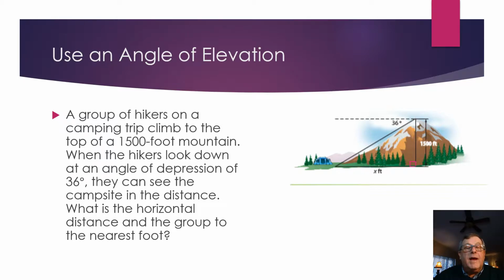When the hikers look down at an angle of depression of 36 degrees, they can see the campsite in the distance. What is the horizontal distance between the campsite and the group to the nearest foot?